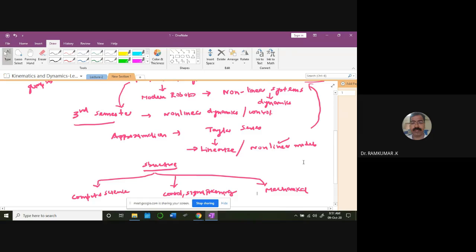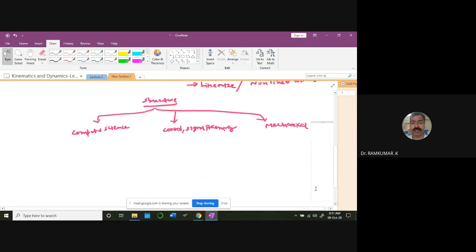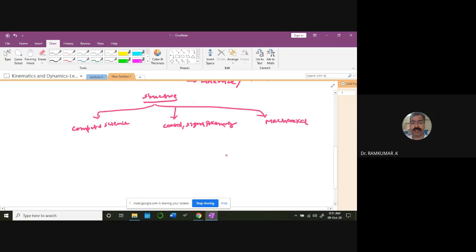So you should be very careful. Okay, so when you are going to put your effort, gradually in the first year is a good period for you. So in the first semester, you'll be learning subjects like kinematics and dynamics of robots. It's more related to mechanical aspects.